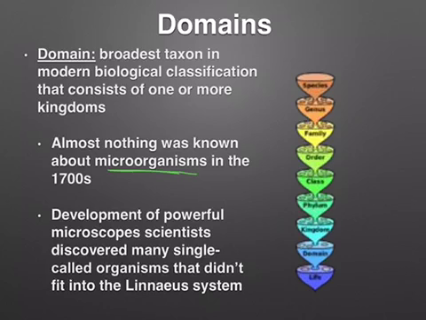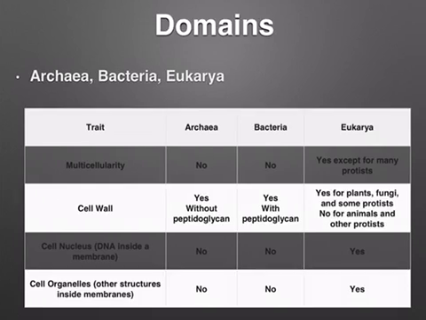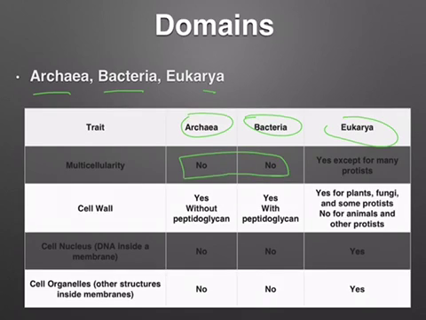So as science advanced with the invention of microscopes and more powerful microscopes, scientists discovered many single-celled organisms that didn't fit into Linnaeus' system. So there are 3 domains: archaea, bacteria, and eukarya. And so here we have the 3 domains. You can see that organisms in archaea and bacteria are single-celled, and eukarya has multicellularity.